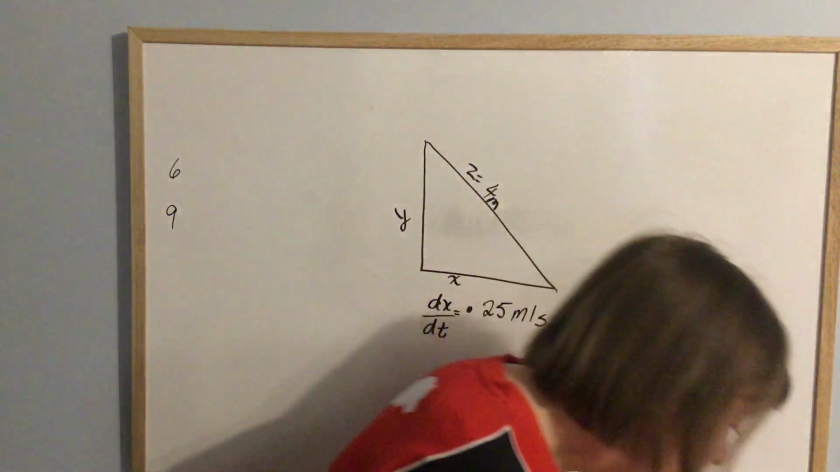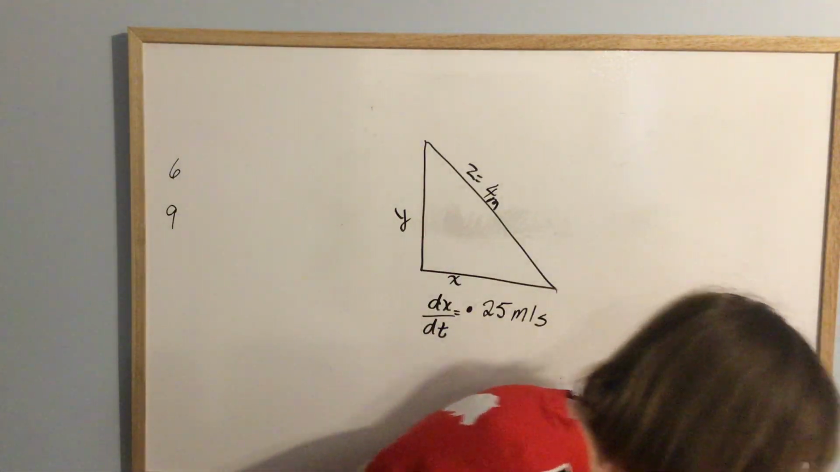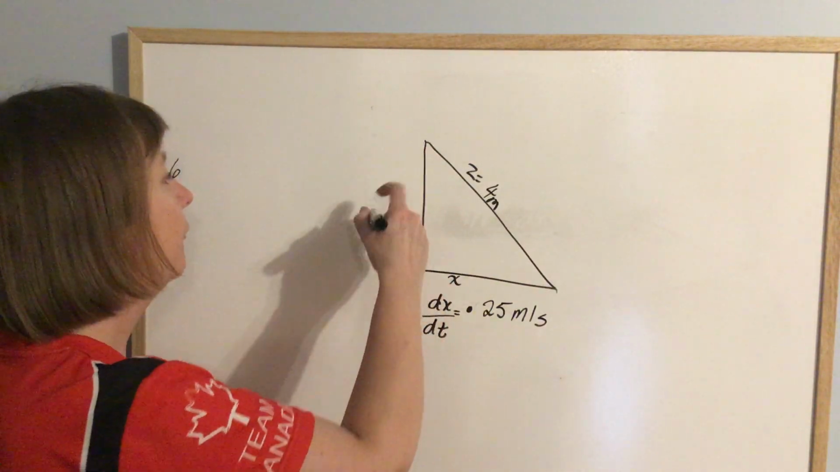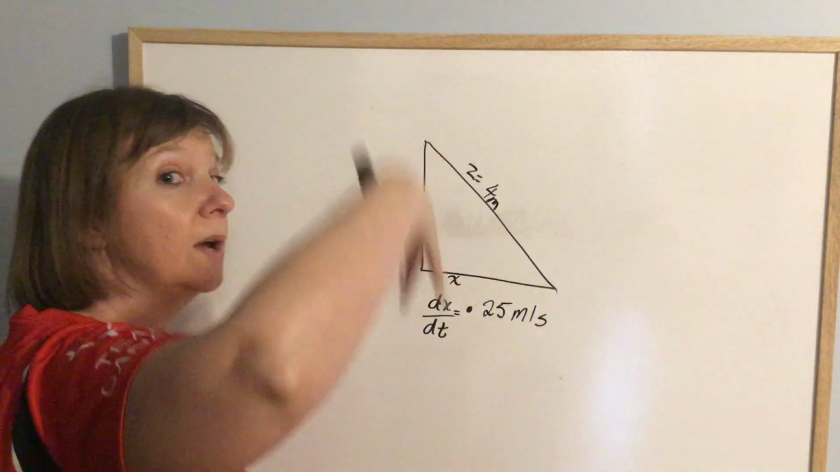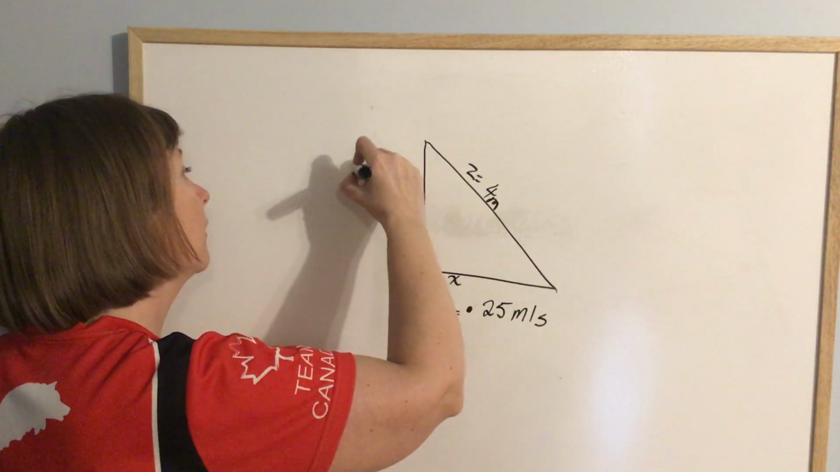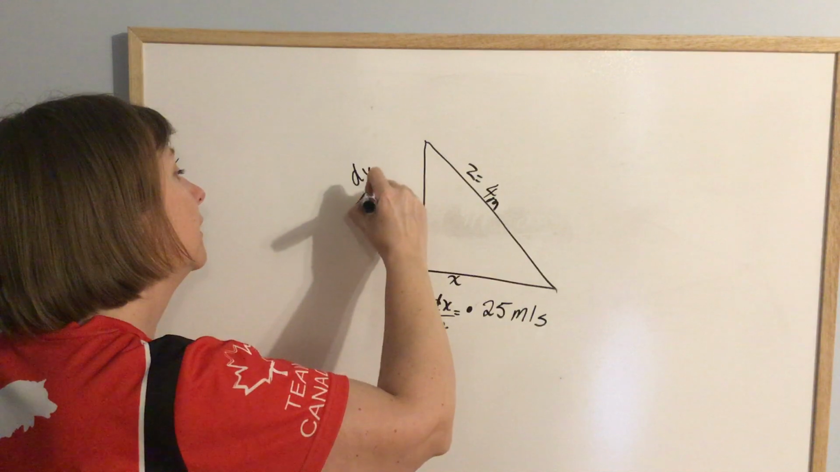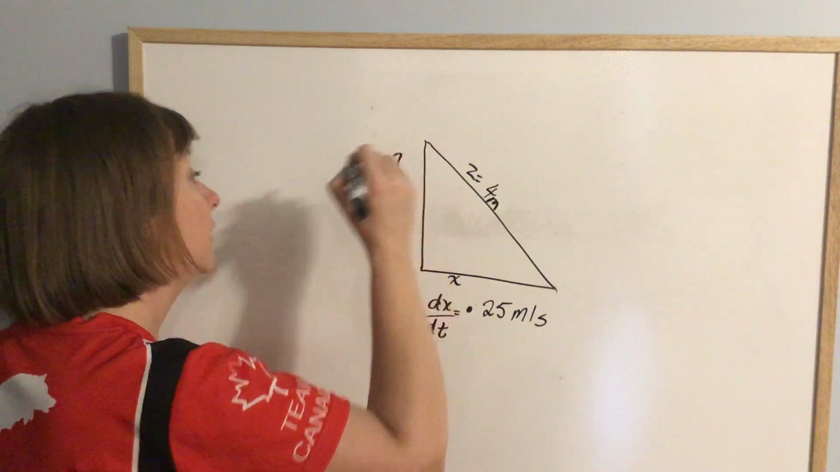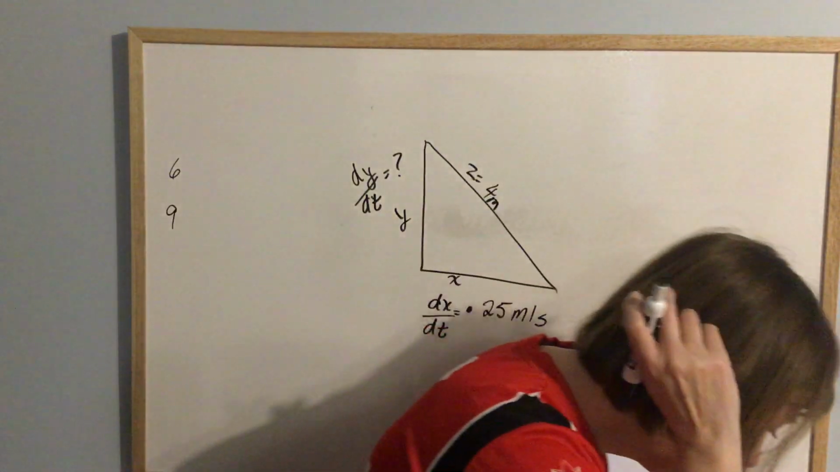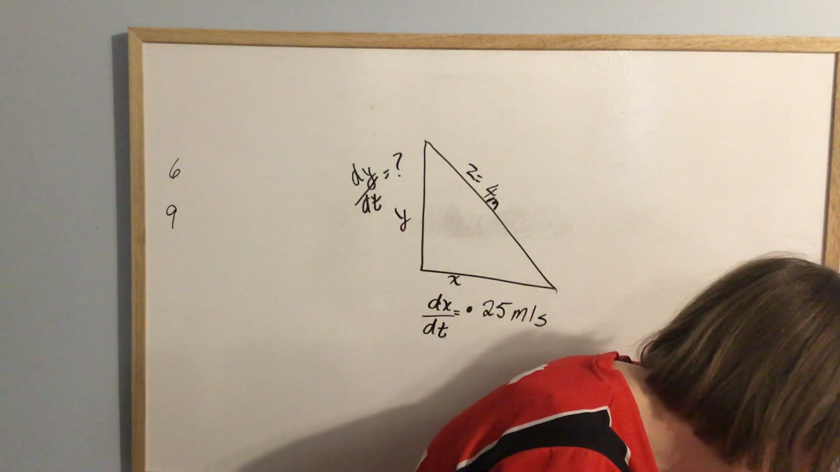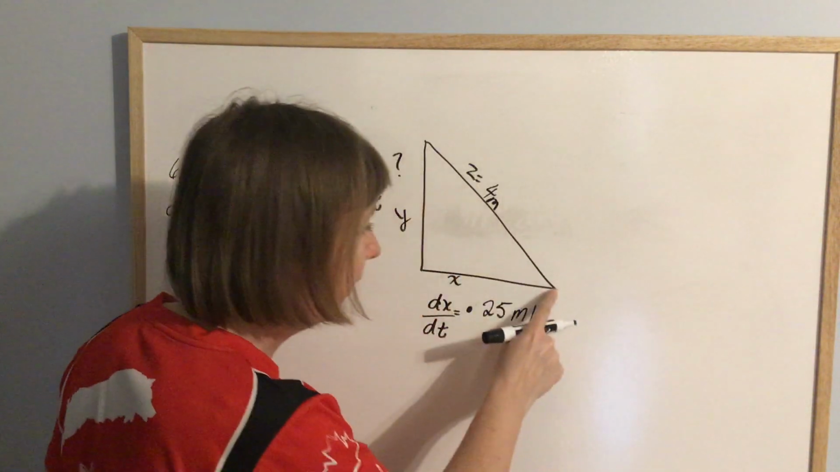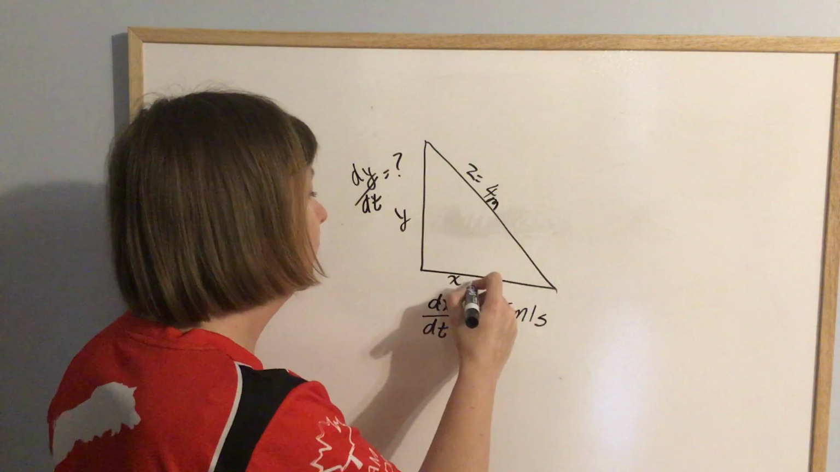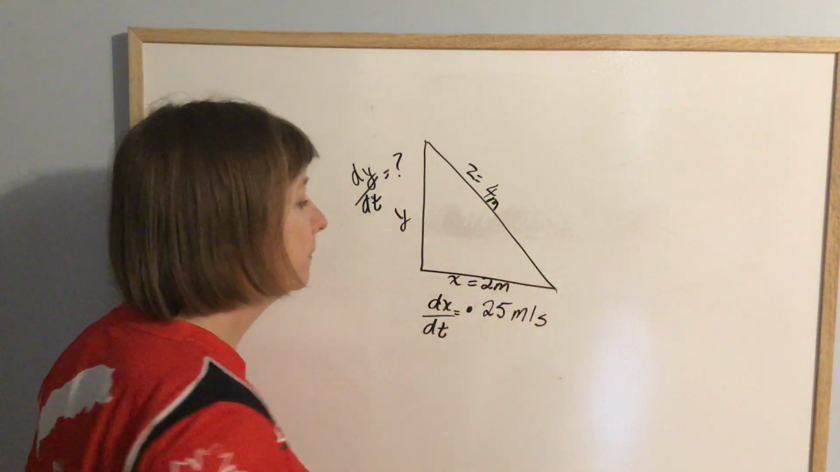All right. How fast is the top of the lumber falling down? So how fast is it going down? So at what rate is it sliding down this wall? So I'm actually looking for dy over dt. That's what I'm looking for. When the bottom of the lumber is 2 meters away from the wall. So this is 2 meters.